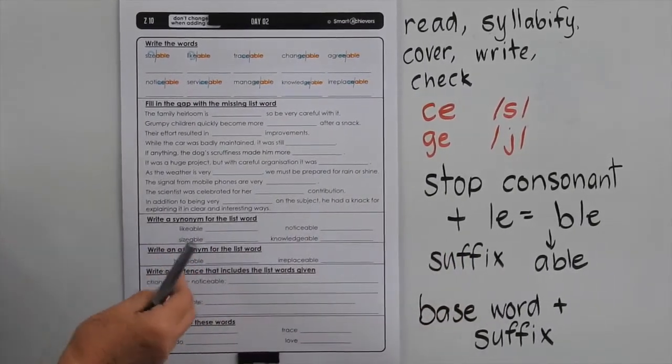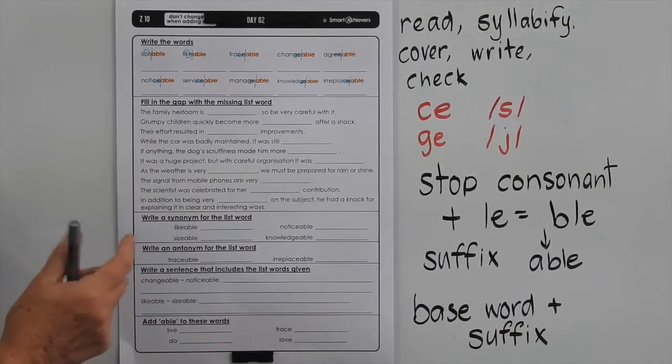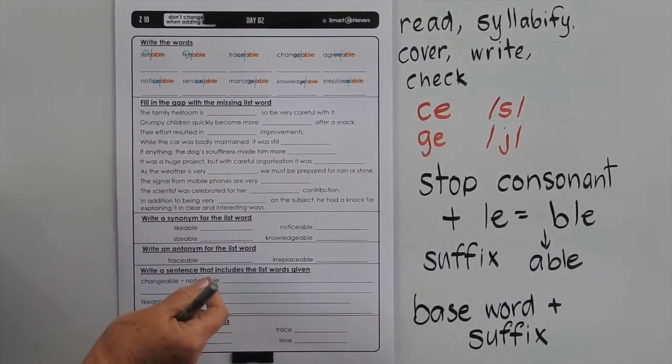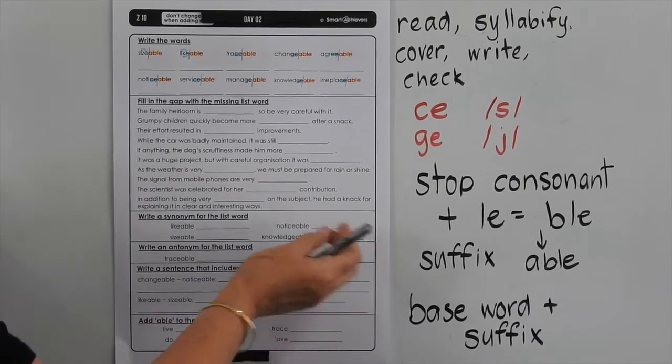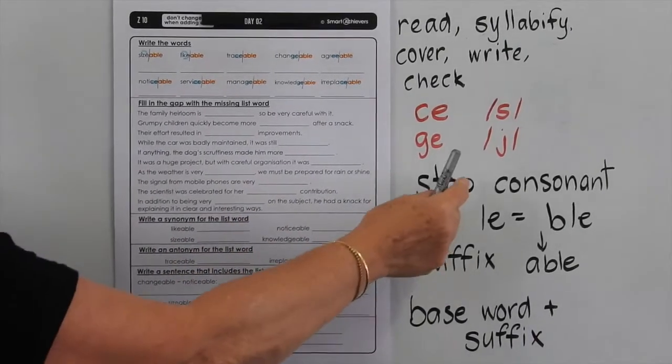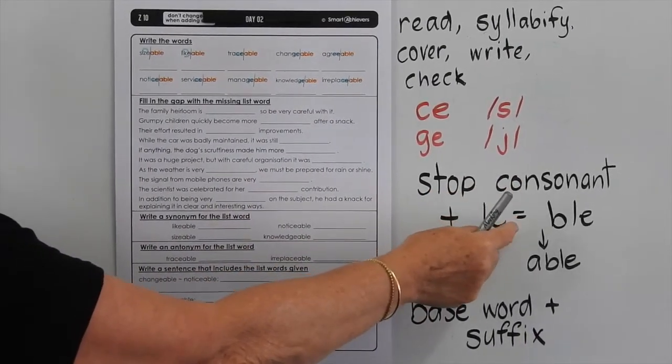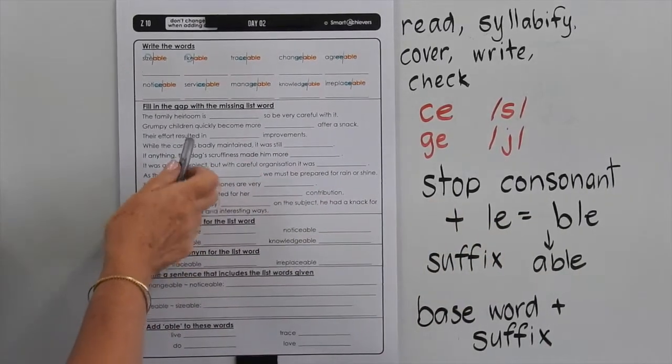So a stop consonant is any consonant that you say that stops as soon as you say it. So B stops as soon as you say it, so it is a stop consonant. So able, we put LE after the B.